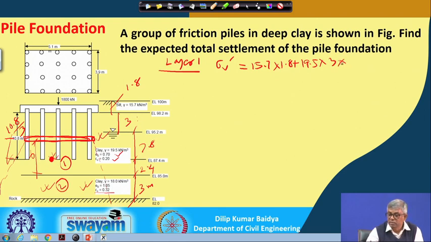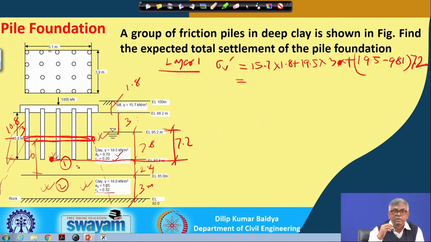So, this is plus 19.5. So, this is 7.8 meter, but if I come up to the middle of the clay layer, this gives you 7.2, from here to here. So, it is 19.5 minus 9.81 multiplied by 7.2. So, that means for layer 1, what was the sigma v dash before application of the load? If I calculate this, it comes to 156.53 kilo Newton per meter square.